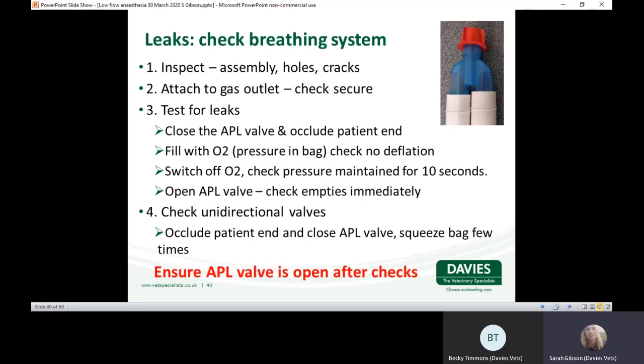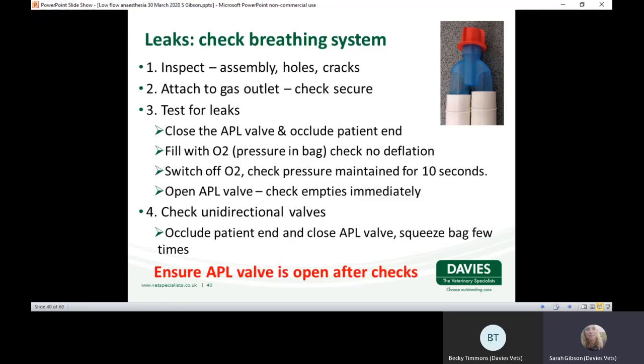So checking the breathing system before use is really important. I'll just recap the main steps. Firstly, you should check that the breathing system is assembled correctly. There are no obvious holes or cracks or obstructions. So next, attach the system to the anaesthetic machine and check this is secure. And then we need to check for leaks. So close the APL valve and occlude the patient's end with a finger or a bung.